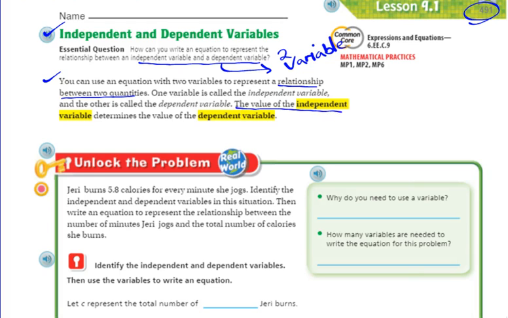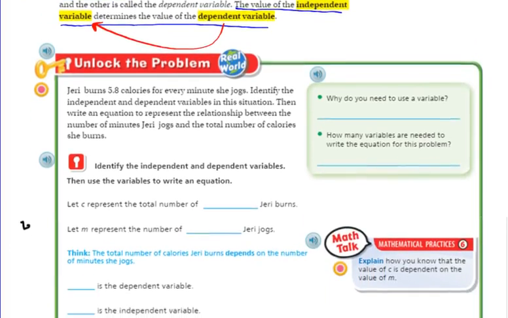Now go ahead and underline that because that's going to be very important to understand the difference between the independent and the dependent variable. One thing to remember is this dependent variable always depends on the independent. All right. So that's one of the biggest things when you're trying to identify your independent versus your dependent variable. Your dependent variable will always depend on whatever that independent variable is. All right, so two key pieces of vocabulary that you need to be able to understand as we work through lesson 9.1. All right, let's go ahead and scroll down and we're going to take a look at the unlock the problem.